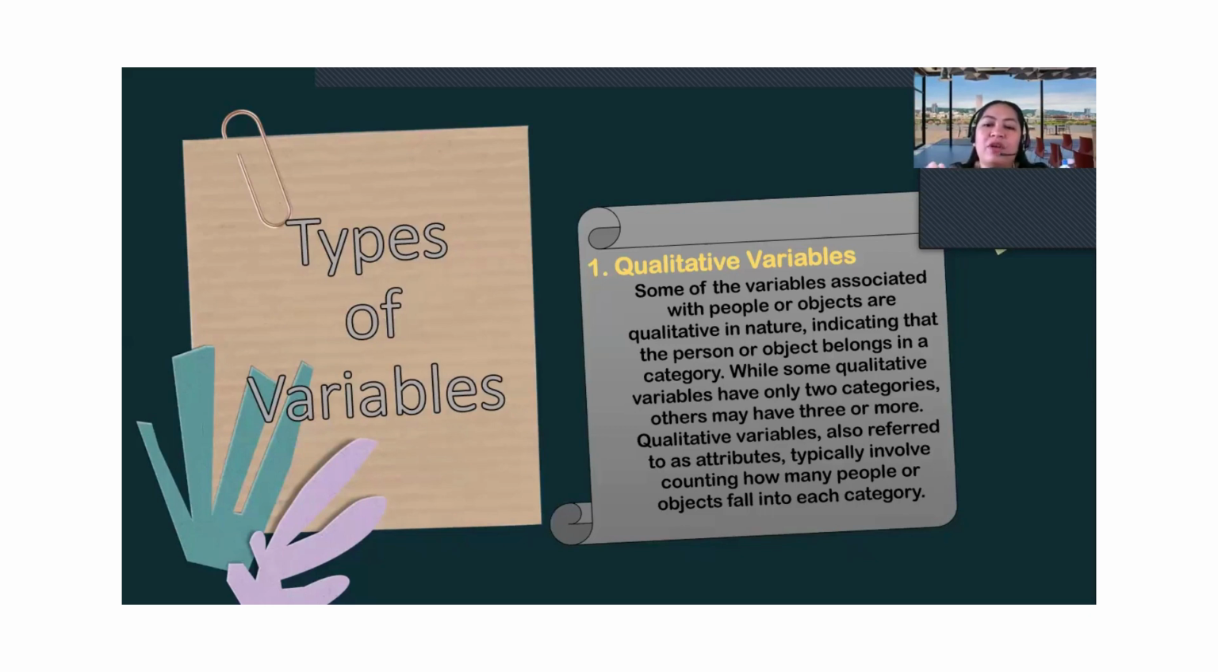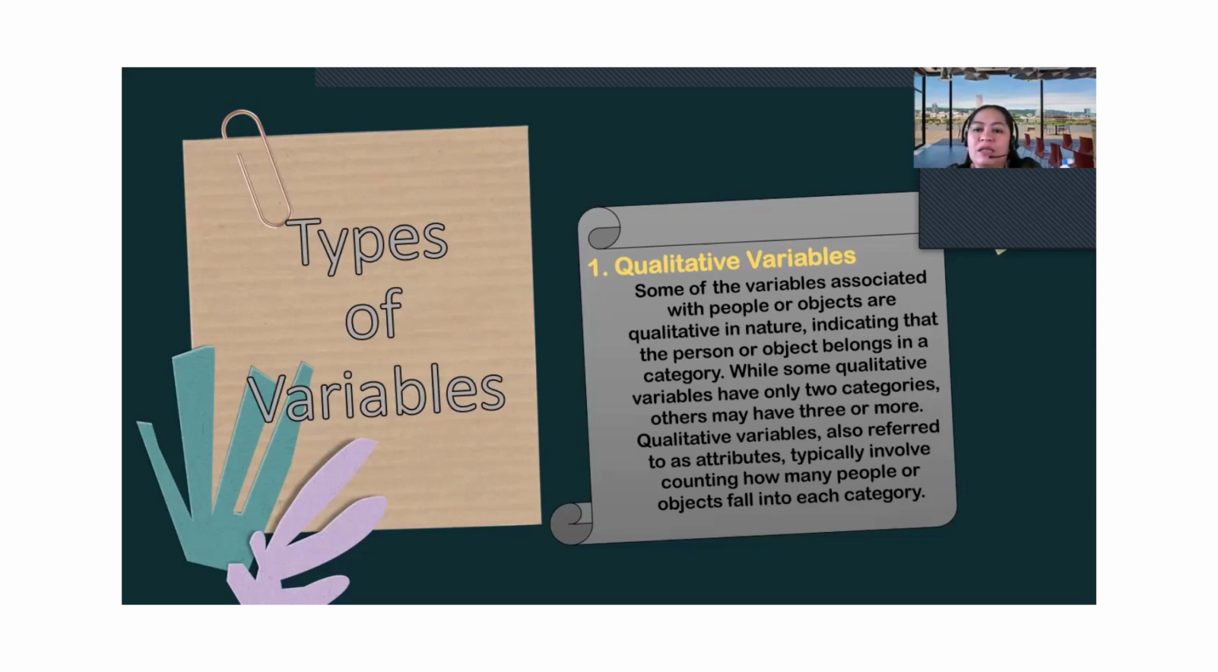Qualitative variables, some of the variables associated with people or objects, are qualitative in nature, indicating that the person or object belongs in a category. While some qualitative variables have only two categories, others may have three or more. Qualitative variables, also referred to as attributes, typically involve counting how many people or objects fall into each category.